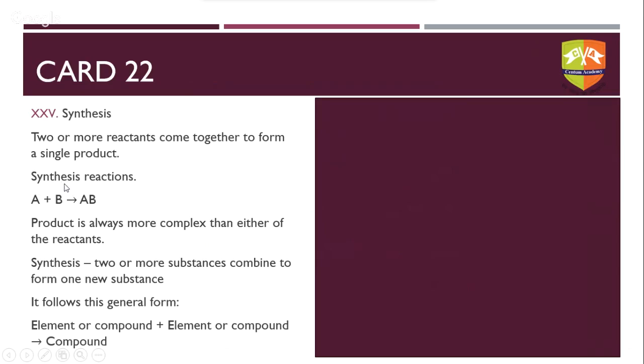In this reaction you will find that two basic elements are coming together to give you a bigger element AB. So this is where we say that two or more reactants come together to form a single product. So that's a synthesis reaction. The second point is the product in synthesis reactions, or combination reactions, is more complex. So in a combination reaction, you'll find that the product is generally more complex than its elements. So AB, for example, is the complex product that we are talking about.